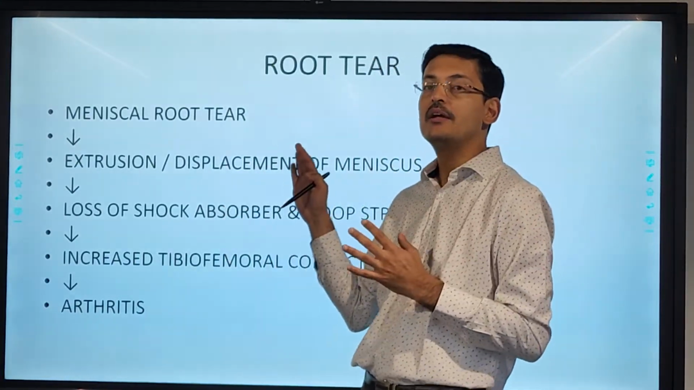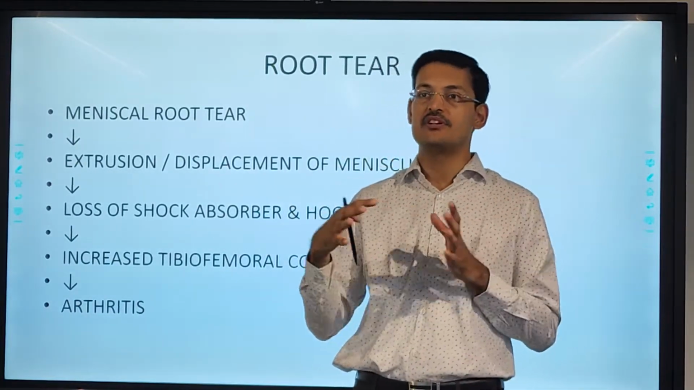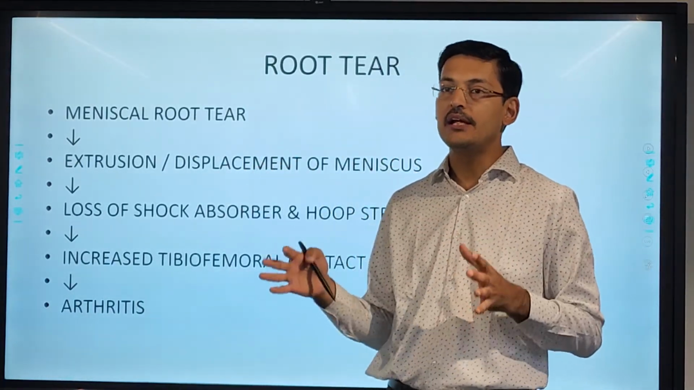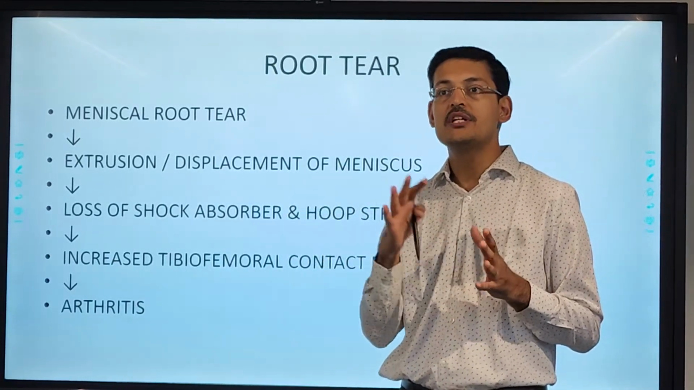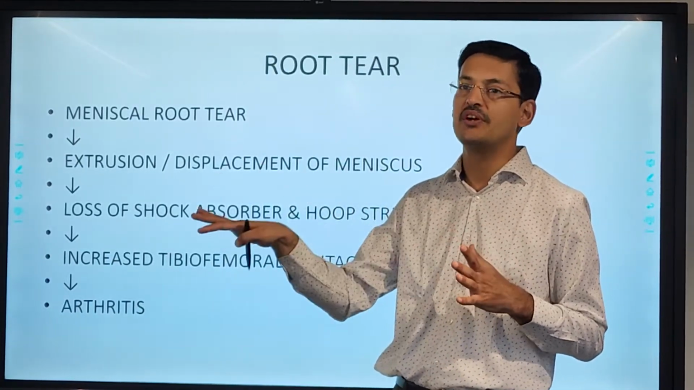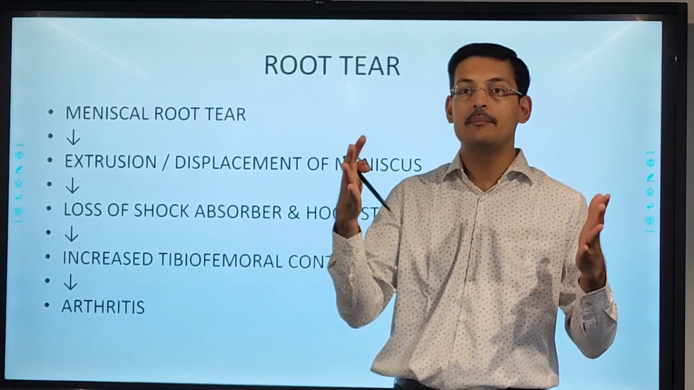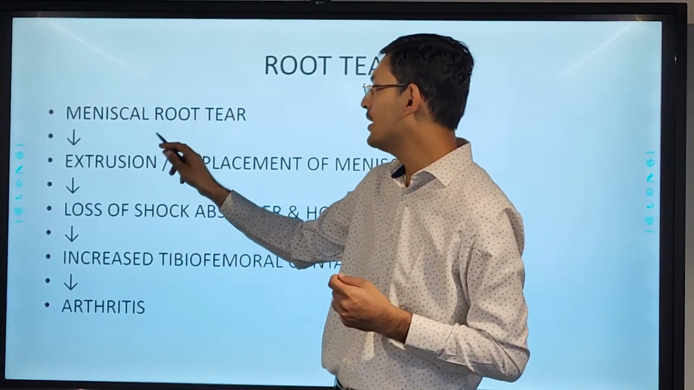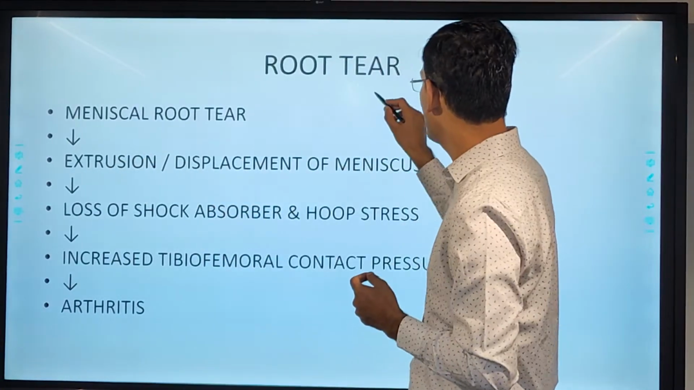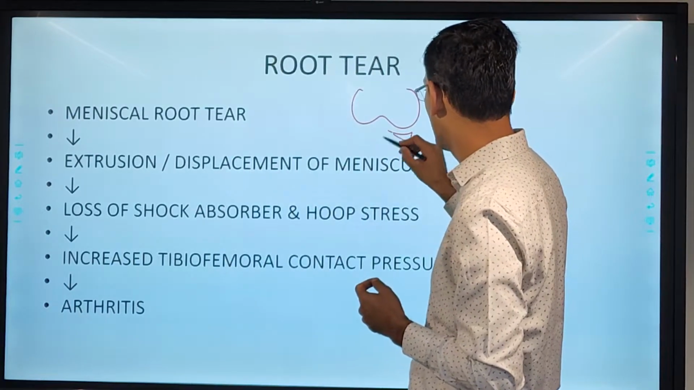And our goal here is to make a non-functional meniscus a functional meniscus. And any injury to the root will lead to meniscus extrusion, which leads to a meniscus which is non-functional and which is useless. So we want to make the meniscus useful. So this meniscus root tear will lead to extrusion. So what happens is, this is your meniscus normally.